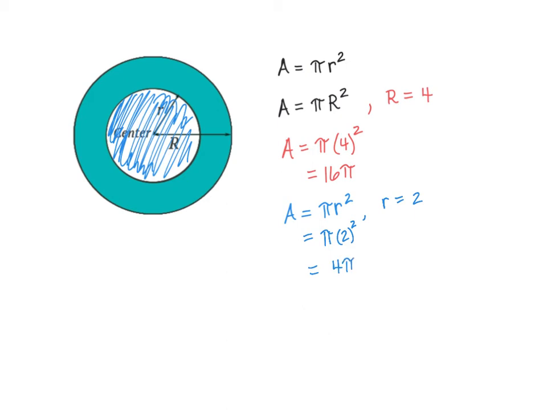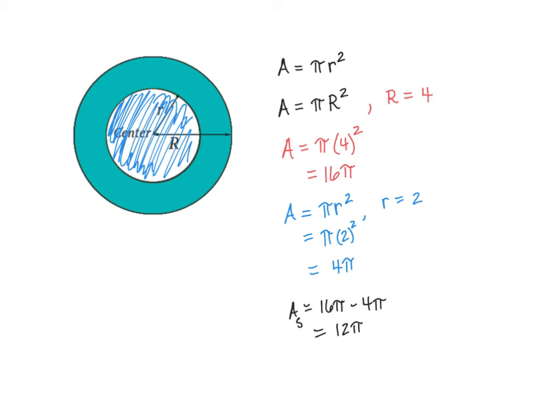And now, if I want to find the area that I'm really interested in, which is that green shaded area, all I have to do is subtract. So I am going to take the area of the large circle, which is 16 pi. So the area of my shaded, I'll put a little s there, the area of the shaded is going to be 16 pi minus 4 pi. And of course, that's just 12 pi. And for the moment, I'm going to leave it at that.